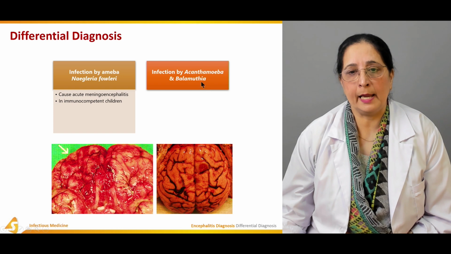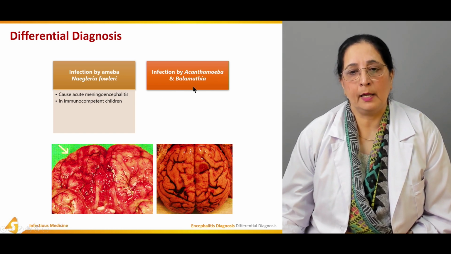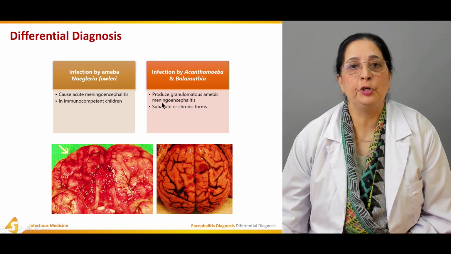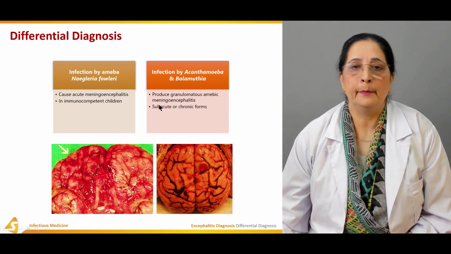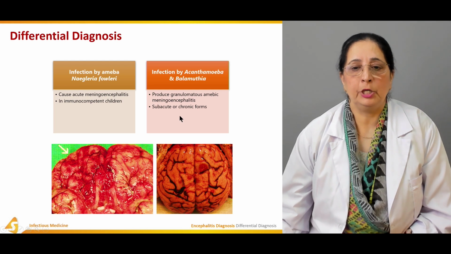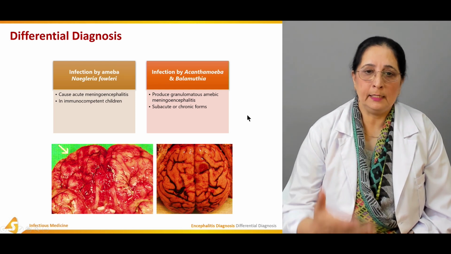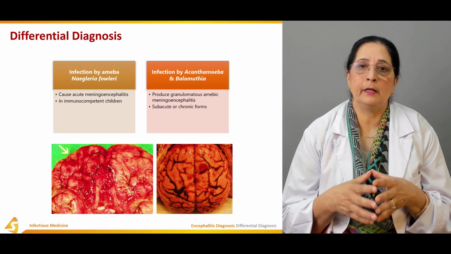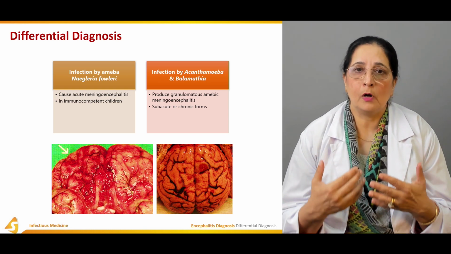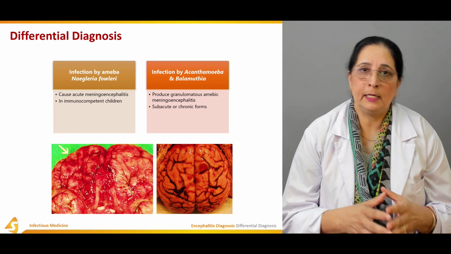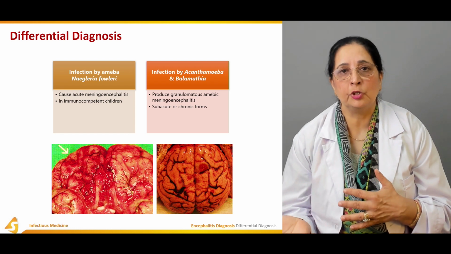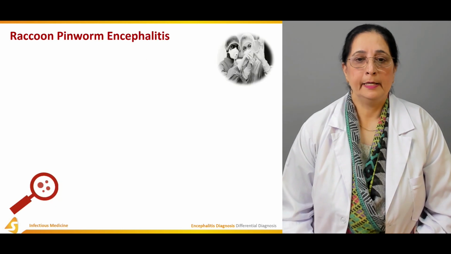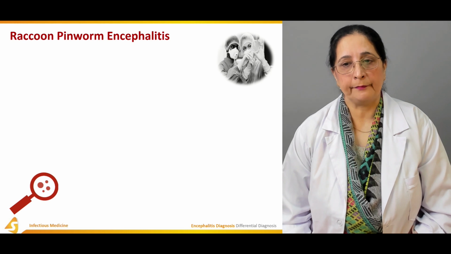Then infection by Acanthamoeba and Balamuthia. So how can we differentiate this encephalitis? They produce granulomatous amoebic meningoencephalitis, subacute or chronic form. So again, these are some other causes of encephalitis, and they have some specific presenting features. They can cause meningoencephalitis, one in immunocompetent children and the other shows the granulomatous amoebic meningoencephalitis.